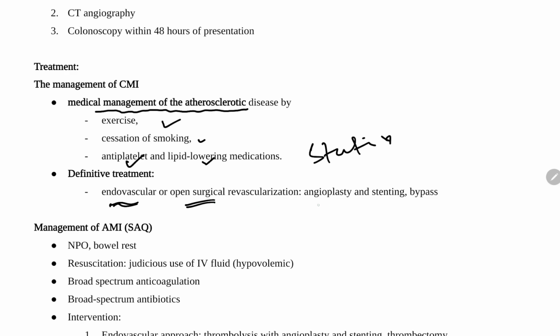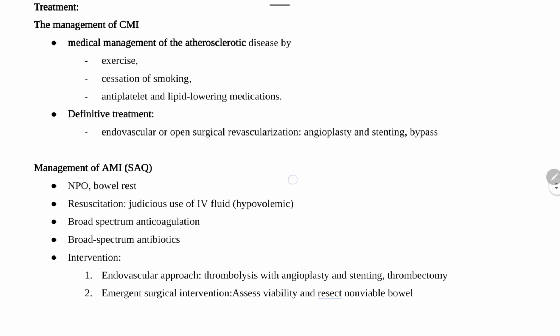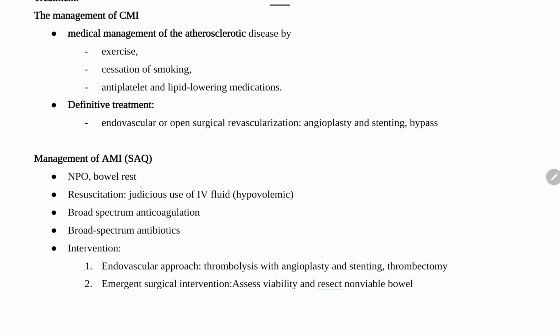The procedure may be angioplasty, stenting, or bypass surgery, whatever it is. Actually, it is the concern of the surgical faculty. So these are the modes of management of CMI. Now, the treatment of AMI, management of AMI.